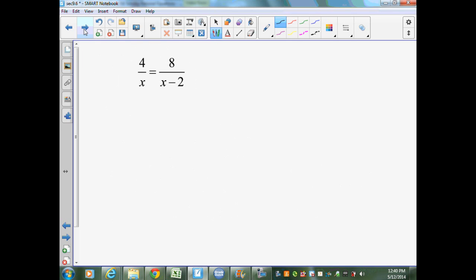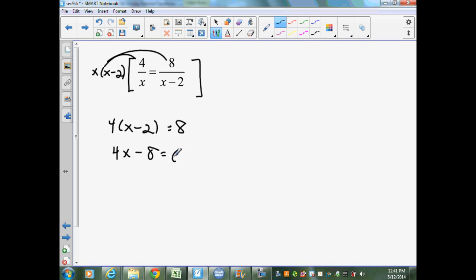My next example, again, I don't need to factor, but I can find my common denominator. In this case, it will be x times x minus 2. And when I distribute that through each term on each side, I'm going to get the x's to cancel out, which will leave me 4 times x minus 2. And here the x minus 2 will cancel out, and that will leave me with, solving the equation, 4x minus 8 equals 8, 4x equals 16, and x equals 4.